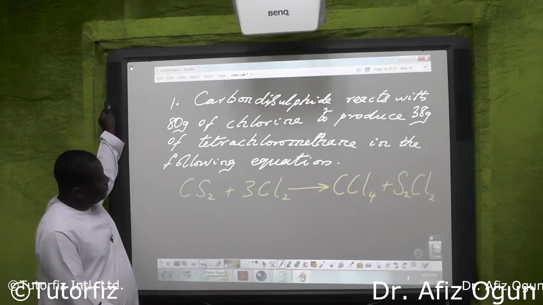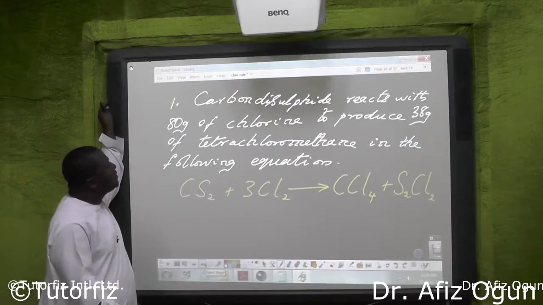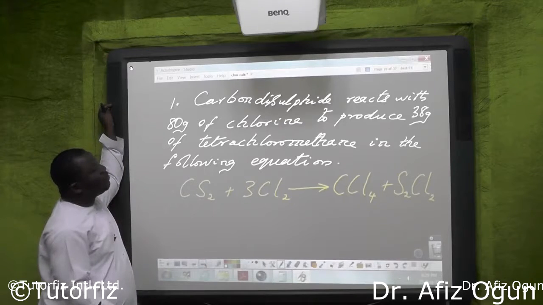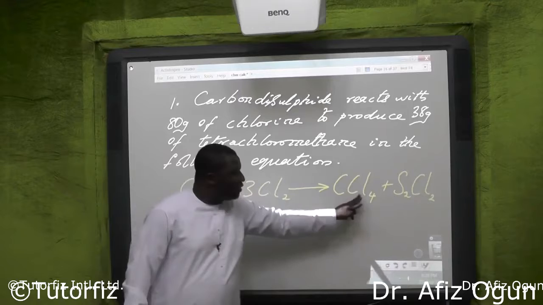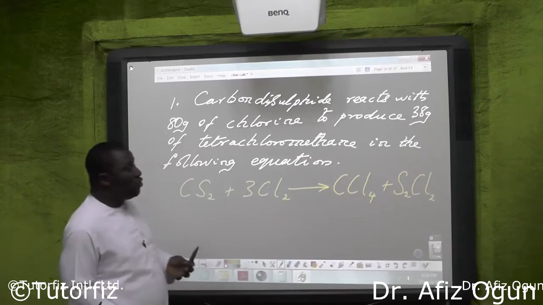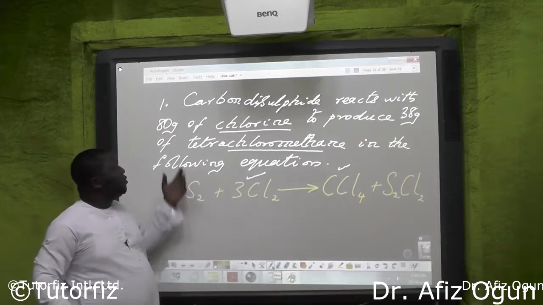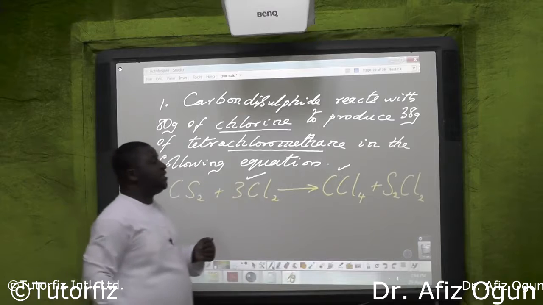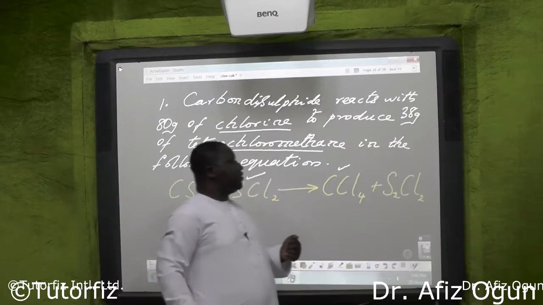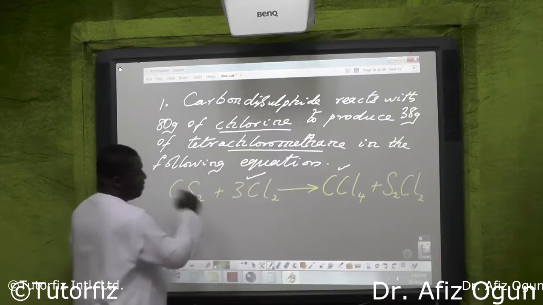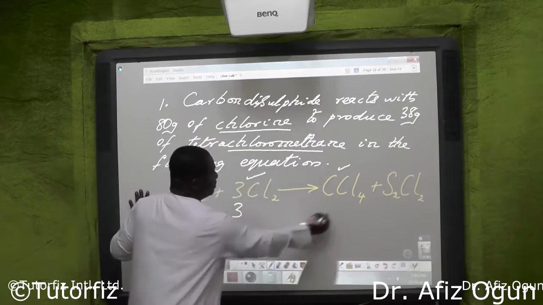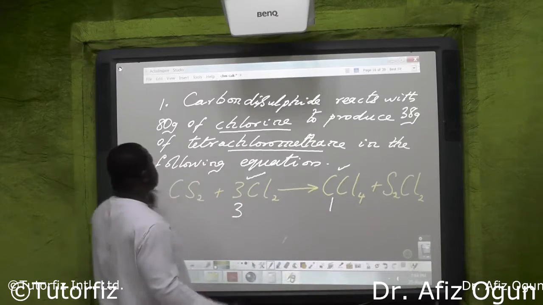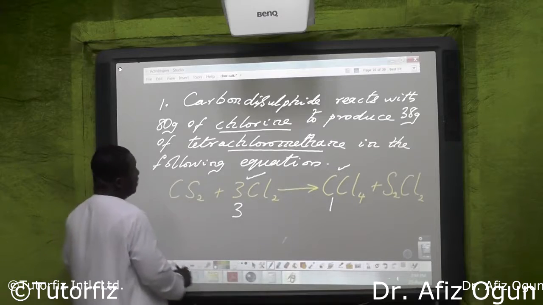Carbon disulfide reacts, these are examples, with 80 grams of chlorine to produce 38 grams of tetrachloromethane, or carbon tetrachloride. Now, we have carbon disulfide reacting with chlorine, and CCl4, carbon tetrachloride or tetrachloromethane, is formed. First thing we need to look at is the ratio, which is 3:1. That is, for every 3 moles of this, 1 mole of this will be produced.